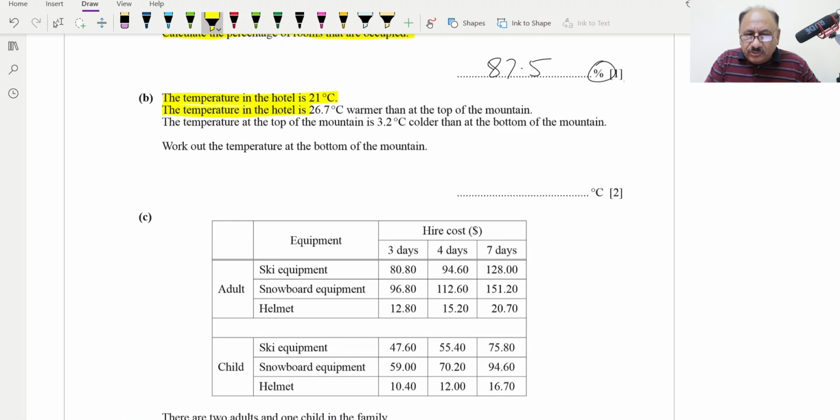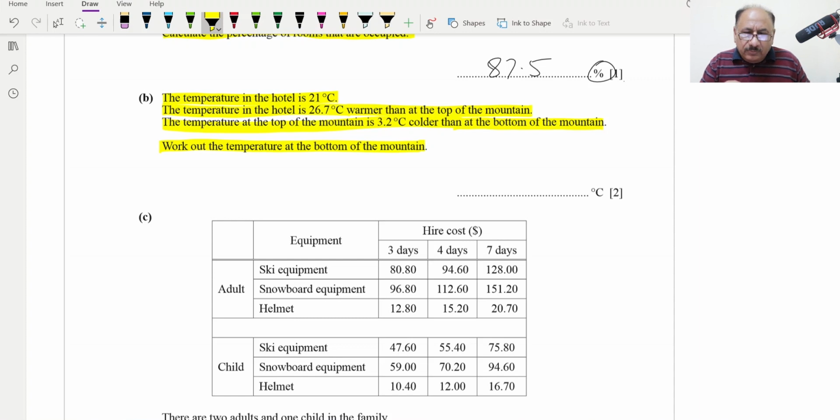The temperature in the hotel is 26.7 degrees Celsius warmer than the top of the mountain. The temperature at the top of the mountain is 3.2 degrees Celsius colder than the bottom of the mountain. Work out the temperature at the bottom of the mountain.